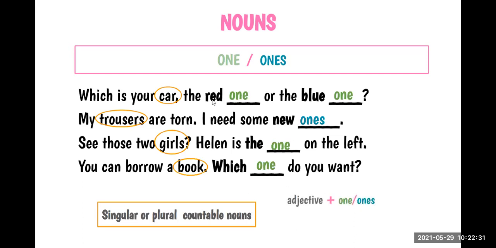And these are the words that we have before one or ones. As you can see, we have adjectives. So we can use adjectives before one or ones. For example, the red one or the blue one. These are adjectives, right? The same here, new ones. This is an adjective. What about this one? What is this word that we have here?